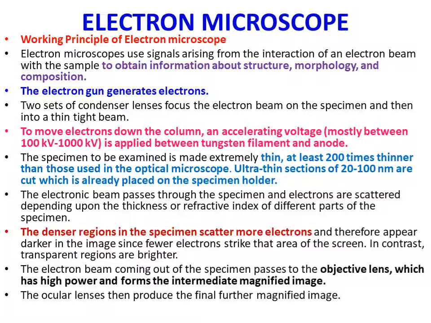The electron beam coming out of the specimen passes to the objective lens, which has high power and forms the intermediate magnified image. The ocular lenses then produce the final, further magnified image.